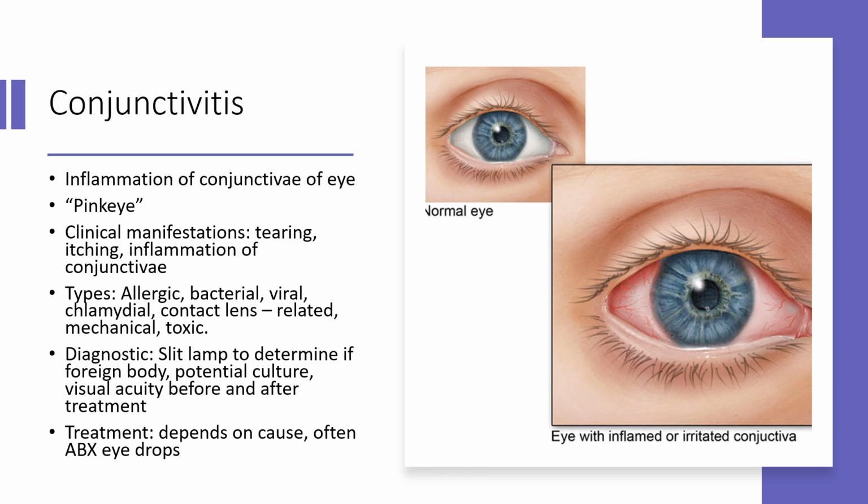So the treatment depends on the causative agent. We're going to take a comprehensive history, trying to figure out what is the cause. The provider would use a slit lamp or other instruments to verify that there's no foreign body. If it's chlamydia, the provider is going to take a culture for a microscopic examination. Visual acuity checks are performed before and after treatment. Many clinical manifestations are similar, and comprehensive history is essential to making the correct diagnosis.